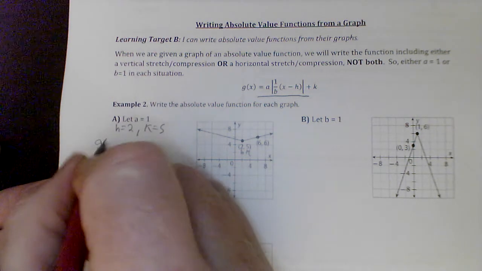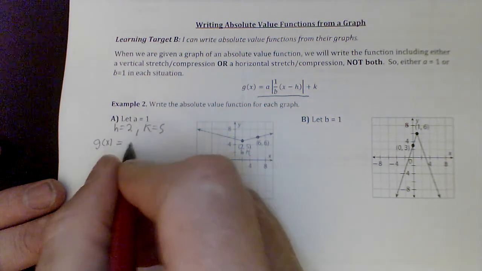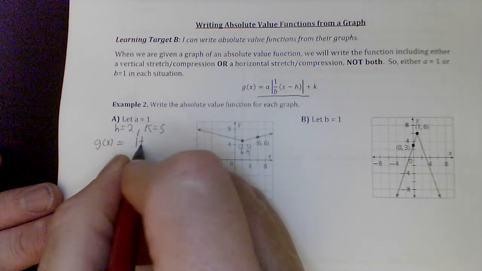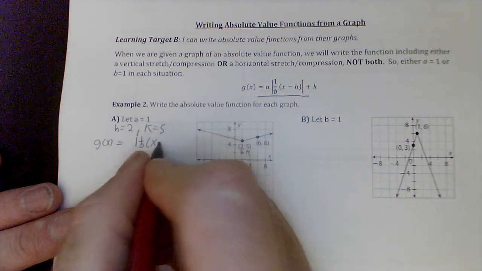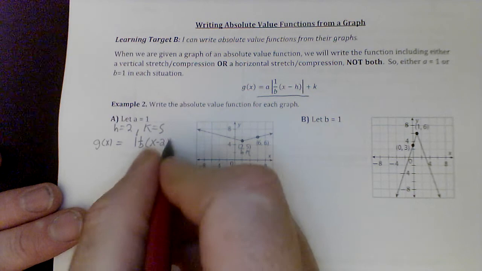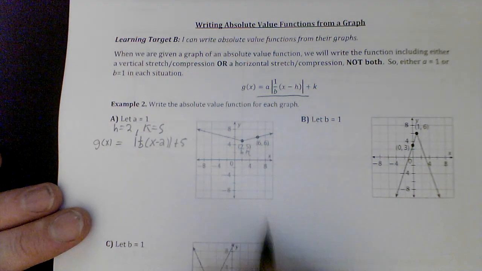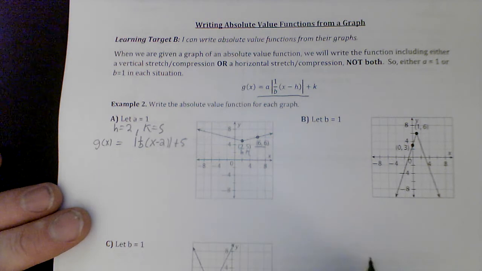I go G of X equals 1, which I don't really have to write, and then I have the absolute value of 1 over B, and then X minus H, which is 2 in this case, and then I come out here and say plus 5. And then I take any known point, in this case 6, 6, and I plug it in.